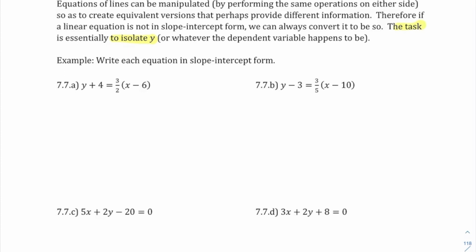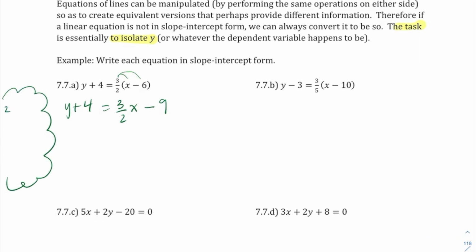do that today. So essentially, you're going to see this in the notes here, that the ultimate goal is to isolate y, or whatever the dependent variable is if this is a word problem or not just regular old x and y problem. But in the first few examples here, we're going to work on isolating y. That's all. Okay? So the first thing I want to do is distribute here the 3 over 2 through the bracket. So I'm going to get y plus 4 is equal to 3 over 2 times x minus 9.